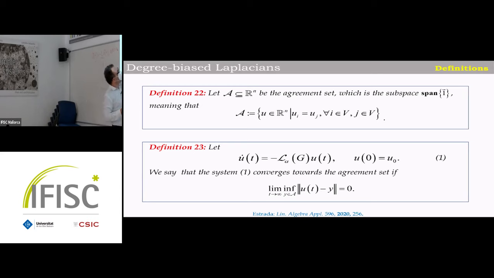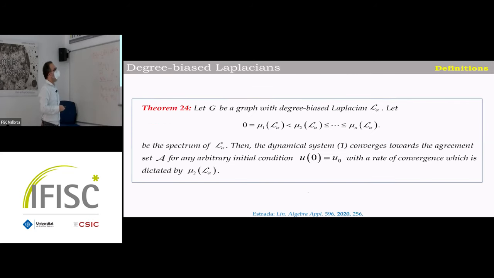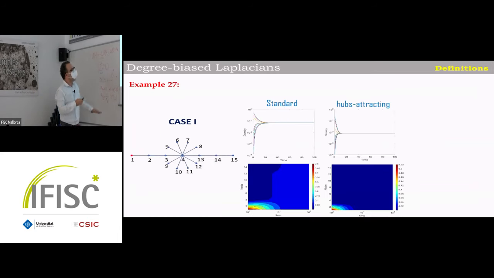So we don't have any problem working algebraically with these matrices. Now what we do is simply introduce a diffusive process. We have done the same with synchronization, in which we replace the standard Laplacian with the hubs biased Laplacian. We prove that this process always converges for any initial condition to this particular agreement set. What this tells you is that the difference between the states of the nodes at time tending to infinity goes to zero. We also prove that the rate of convergence of the dynamical process depends on the second smallest eigenvalue of the corresponding Laplacian, the non-trivial or algebraic connectivity of this particular Laplacian. I will skip this.